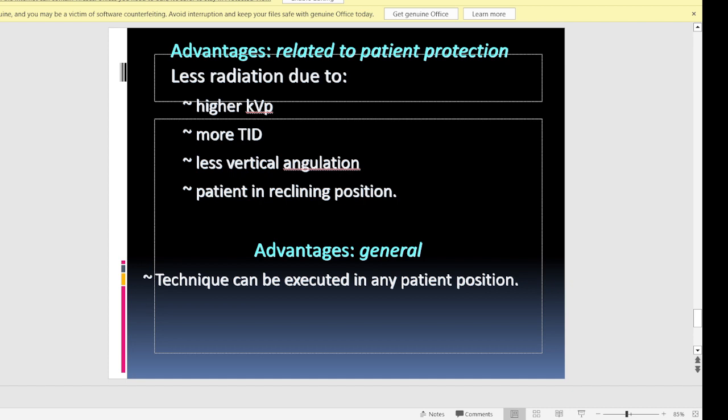Advantages related to patient protection. It also provides less radiation due to higher kVp or tube voltage, more TID, and less vertical angulation, and the patient is also positioned in a reclining position. Advantages in general: the technique can be executed in any patient position.